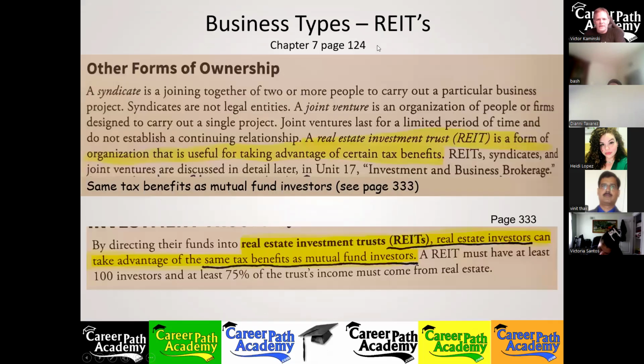So let's highlight on page 124 under ownership, other forms of ownership. This is just below the center of the page. A real estate investment trust, REIT, is a form of organization that's useful for taking advantage of certain tax benefits. And we'll write beneath that, same tax benefits as mutual fund investors. See page 333.